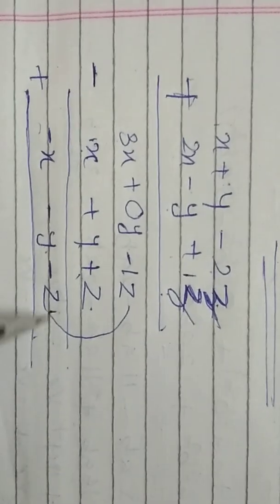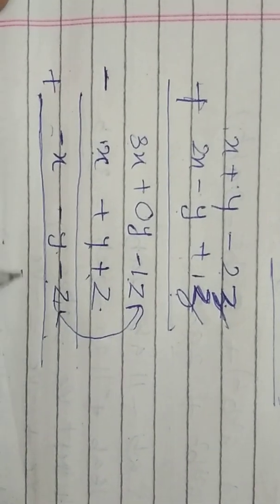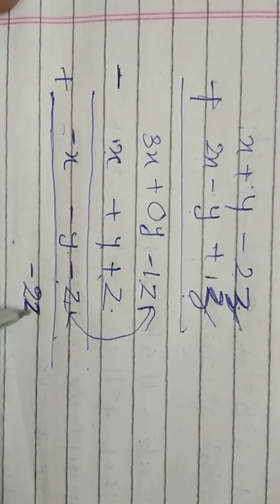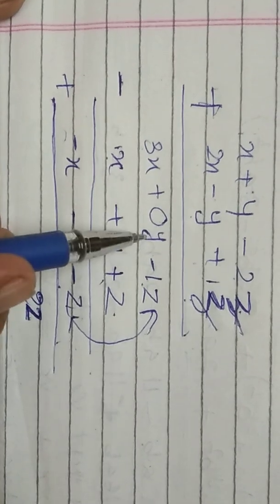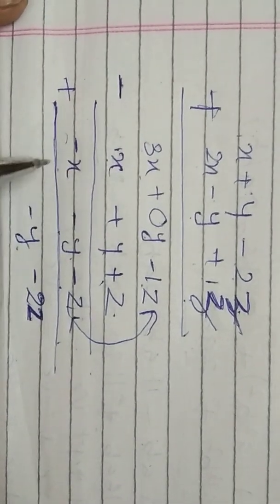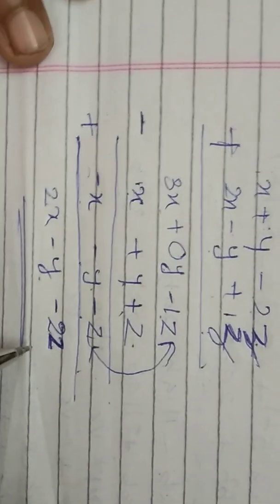Now we have to add the first and last expressions. Minus z and minus z, both negative, is minus 2z. Okay, this is small letter z. Then 0y minus y is minus y. 3x minus x is 2x. This is the answer. This way you can do the mixed problems.